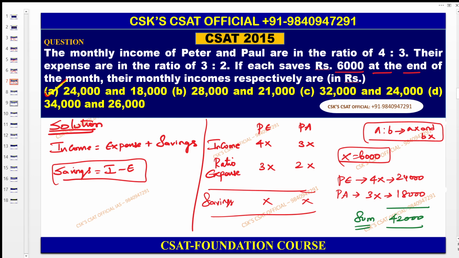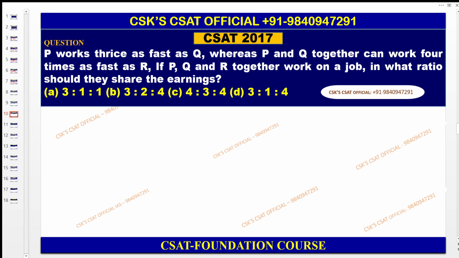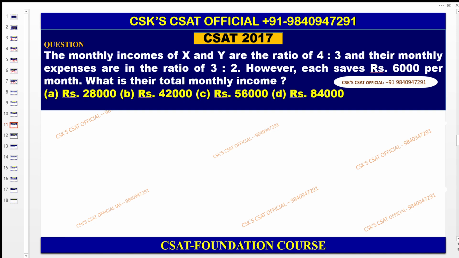Now check this 2017 question. Check here, it is the same question. But what is their total income? What is the answer for this one? It was repeated. That is what we are saying: always work out the previous year question papers sincerely. The answer here is B. If you have an idea about previous year question papers, you can easily score.